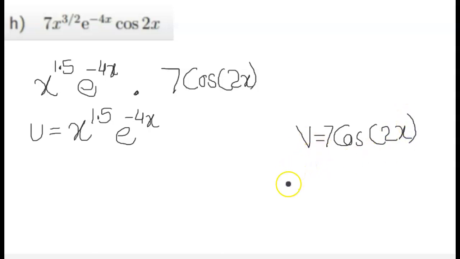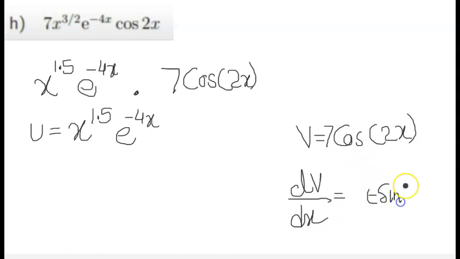Now, if I want to find dv over dx, the 7 is already there. Cos 2x becomes a minus sine 2x. So I got minus sine 2x. And then there's a 2 that will appear there as well, because of that one. And then the 7 is already there. So 7 times 2 is going to be 14, and I'm writing minus 14. The reason I'm writing minus 14 is because there is a negative in front of the sine. So that was straightforward.